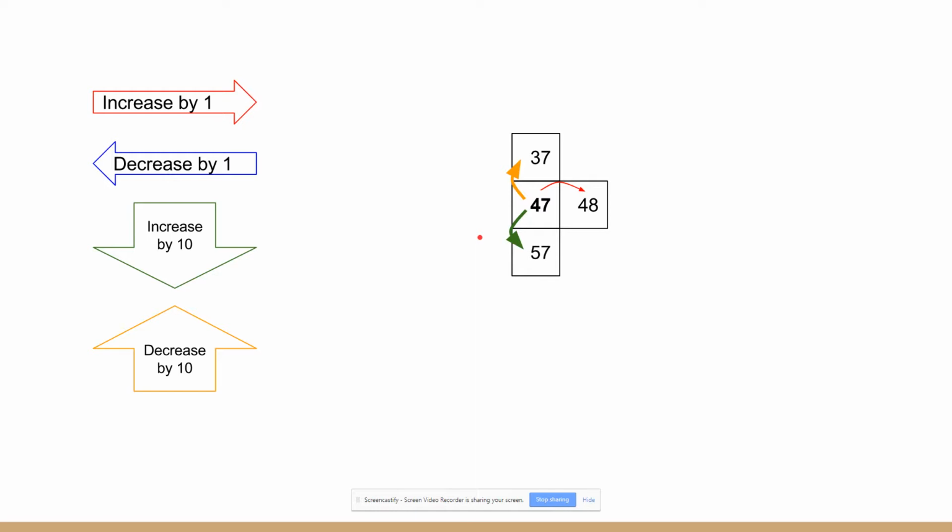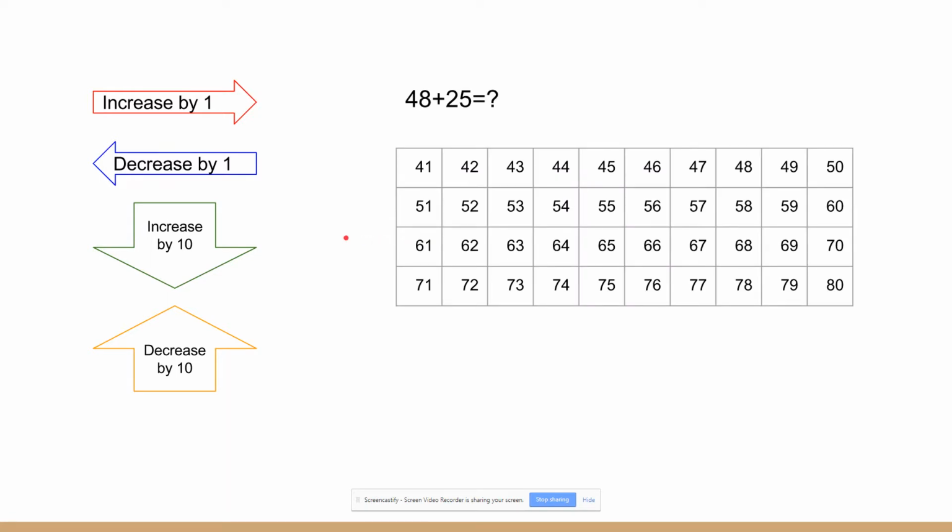57. So we can solve a lot of problems just by knowing one number in part of the number grid, we could fill in the whole grid. But we're not going to do that today. Now, a number grid can help you add numbers. You might have had this kind of problem when you were in second grade.